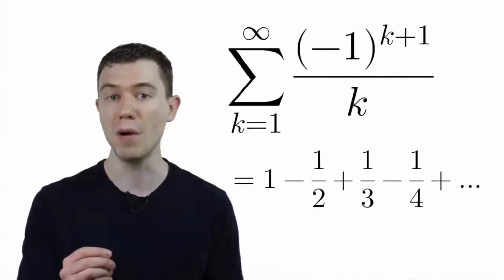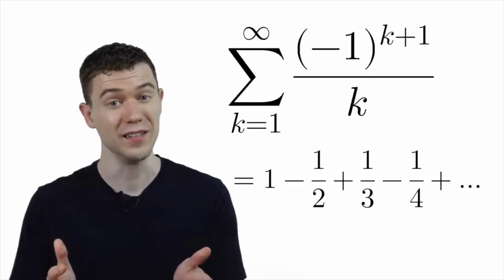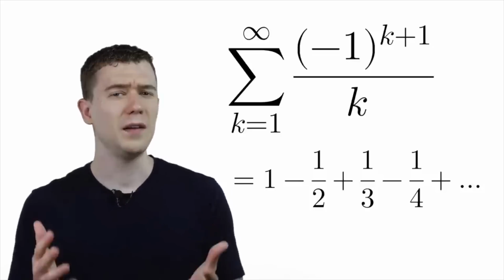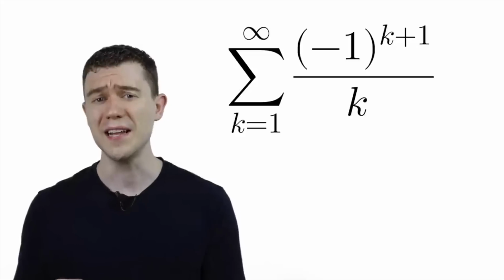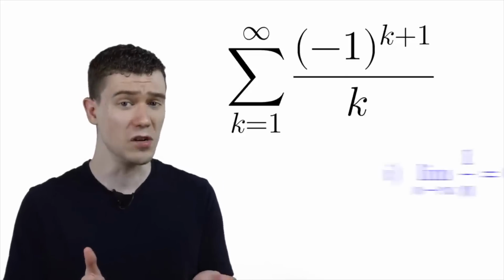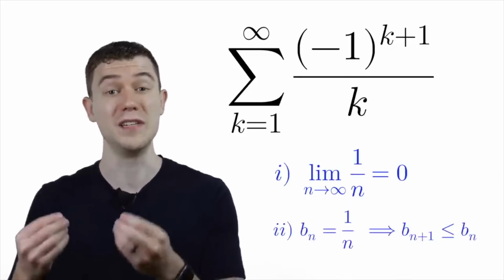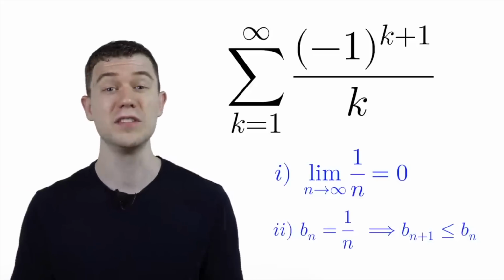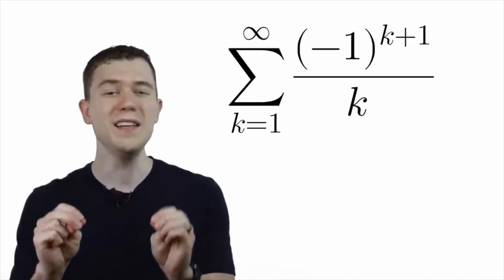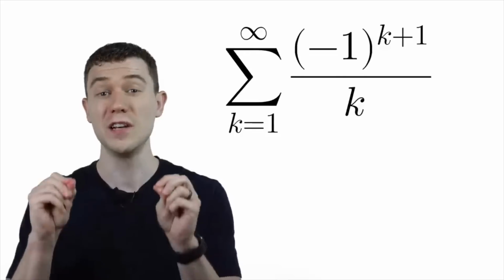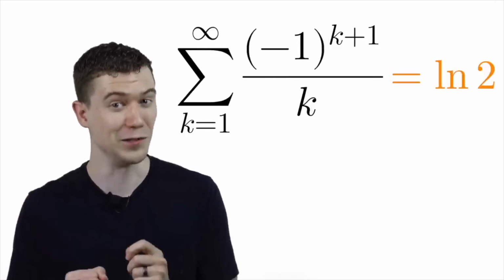If you've taken Calc 2, you can probably figure out that this series, the alternating harmonic series, is convergent. Well, conditionally convergent. If you use the alternating series test, you see that this limit goes to 0 and the terms of the sequence are decreasing, thus this series should converge. But what I think is more interesting is what it actually converges to. ln of 2, that is.